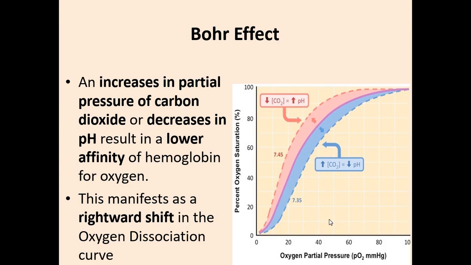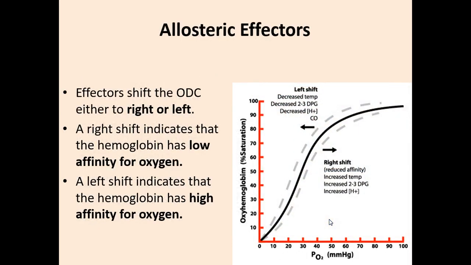What is Bohr's effect? Increase in partial pressure of carbon dioxide or decrease in pH results in lower affinity of hemoglobin for oxygen. What are allosteric effectors? Allosteric effectors affect the affinity of hemoglobin towards oxygen. They either move the oxygen dissociation curve towards right or left. Right means decreased affinity of hemoglobin towards oxygen. Left means increased affinity of hemoglobin towards oxygen.